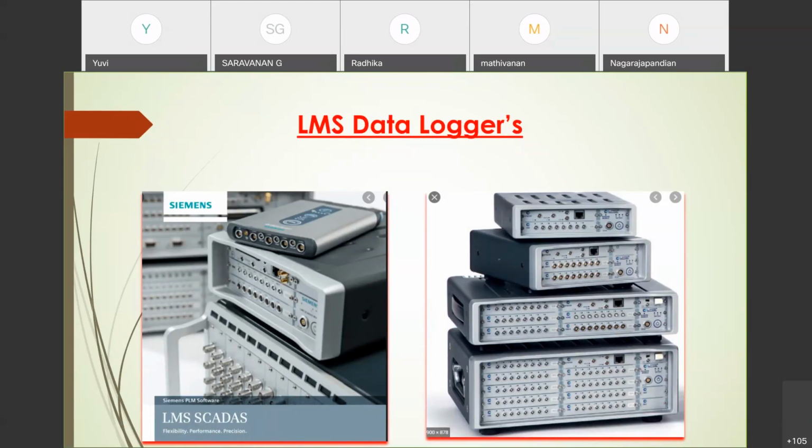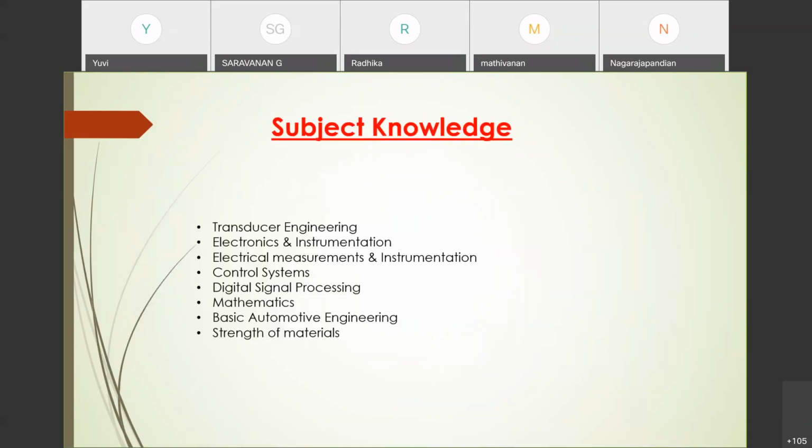And finally, these are the subjects you should have knowledge of to work with vehicle testing or automotive testing: transducer engineering, electronics and instrumentation, electrical measurement and instrumentation, control systems, digital signal processing, mathematics, automotive engineering, and strength of materials.